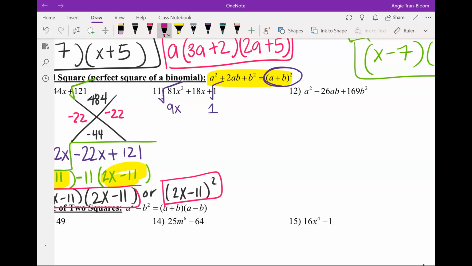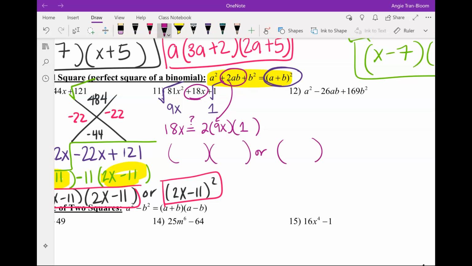In the middle is where I want to check. Your middle term is positive 18x, yes or no? So we want to check, is 18x equal to this, which says 2 times blank times blank. What do we fill in those two blank spaces? 9x and 1. True or false? True. Since it is true, you can write your factors using two sets of quantities, or you can write it as one quantity squared.